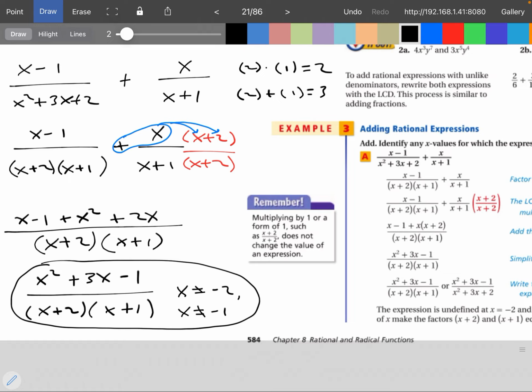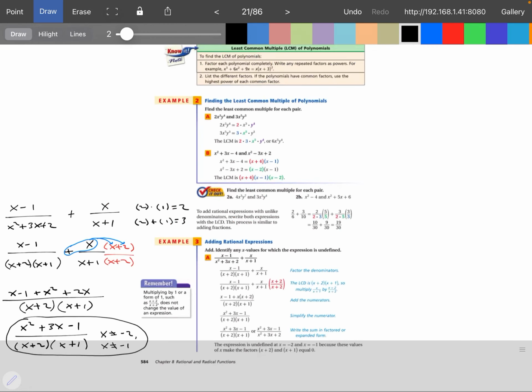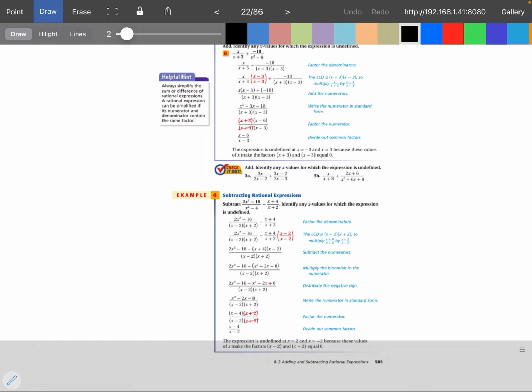So that's 3 of them, right? Let's see. I think there's 3 more. I thought there was 5, but I think there's 3 more. So let's look. I think that might be it for that page. Yep. So let's turn the page.